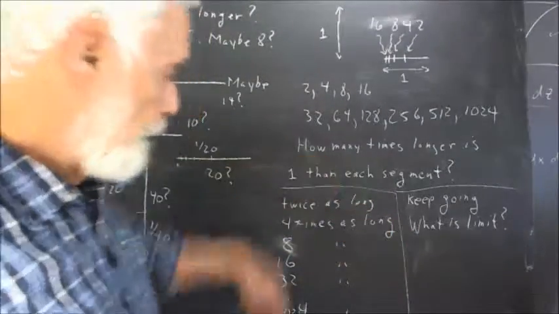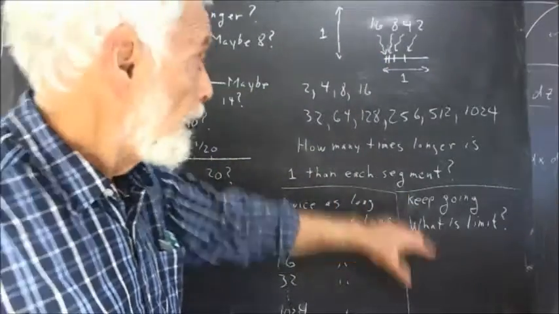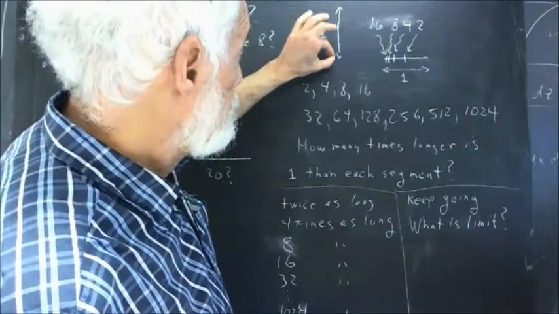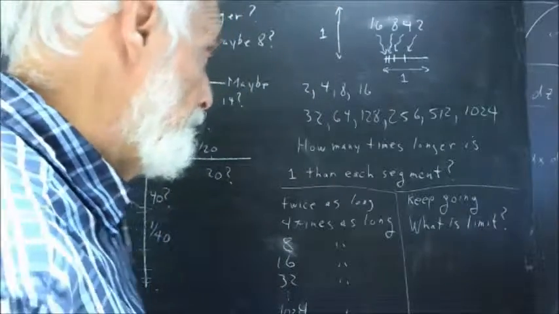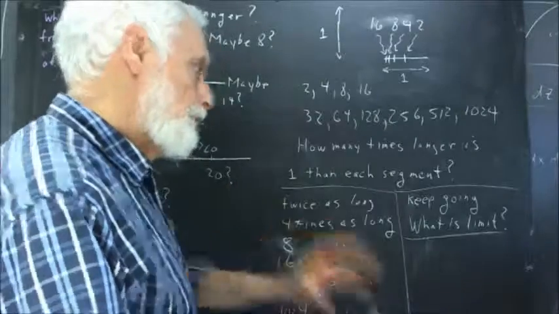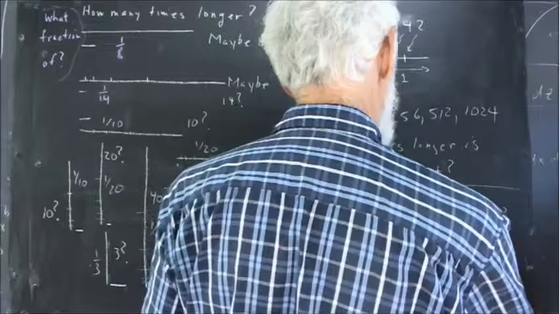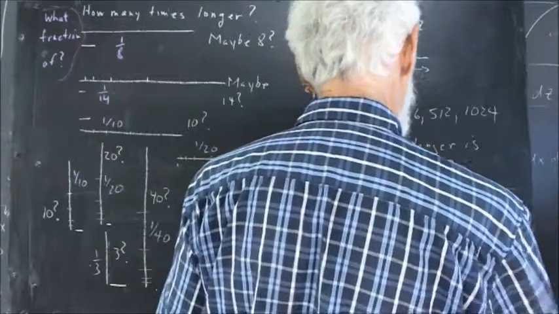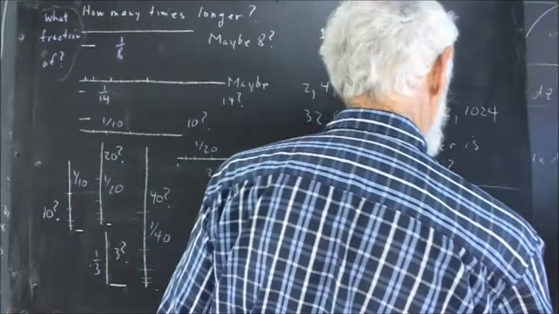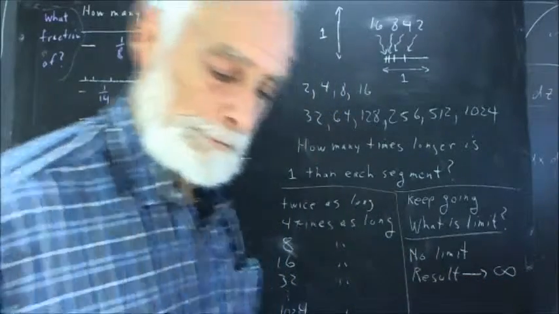We keep going in the same pattern, continuing to subdivide this. What's the limit to how many of these segments it would take to make up this segment? And the limit is what? What do you think? Think, then watch. Okay? There's no limit. The result approaches infinity.